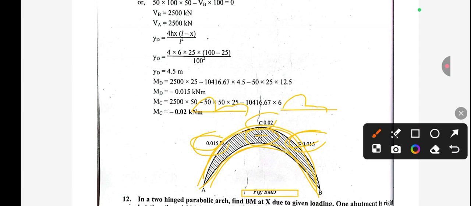So we have calculated the maximum moment at point D and at point C, and we have also drawn this value in this bending moment diagram. I hope you guys understand very well. In the next video, we will also do some numericals related to these two-hinged arches.